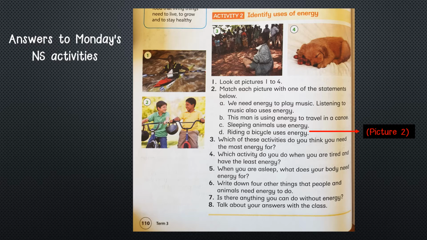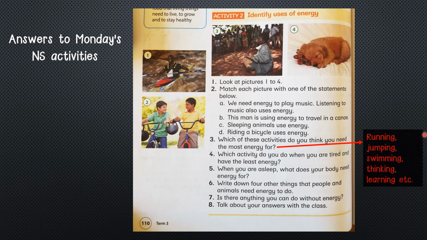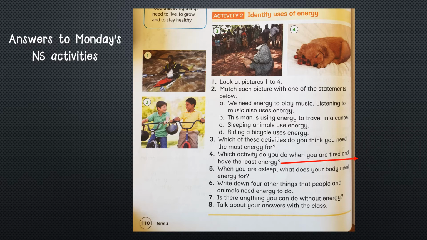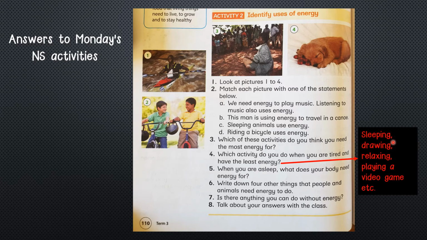Now let's look at question 3. Question 3 says, which of these activities do you think you need the most energy for? And you could have had answers like running, jumping, swimming, thinking, learning, etc. Question 4 says, which activity do you do when you are tired and have the least energy? And you could have had answers such as sleeping, drawing, relaxing, playing a video game, etc.